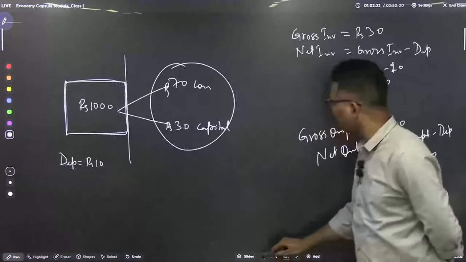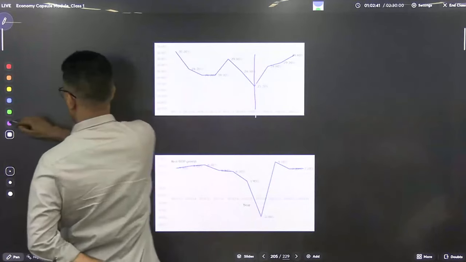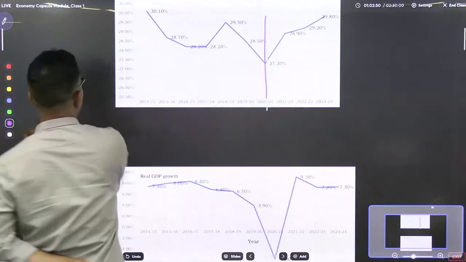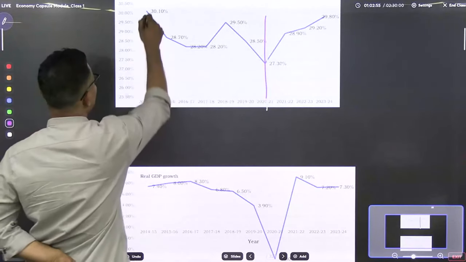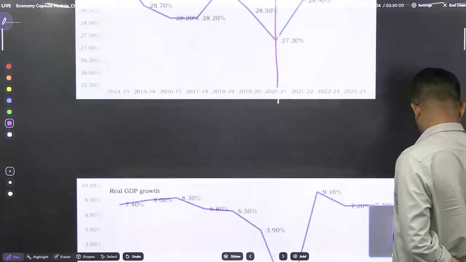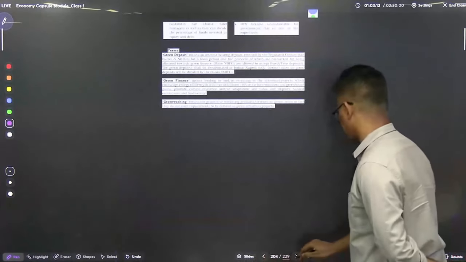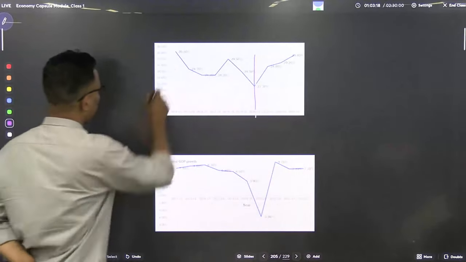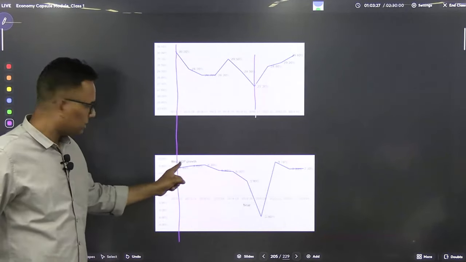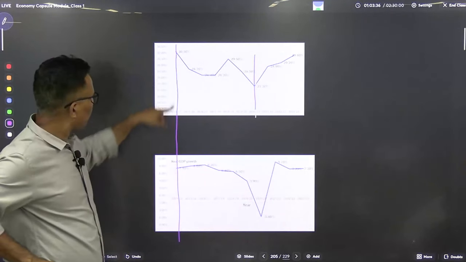समझ रहे हो ना? Now you see this graph. ये देखो ध्यान से बोर्ड पे. 14-15 दिख रहा है ना? 2014-15, this is GDP growth and this is investment, right? In 14-15 our output increased by 7.4%. Here, investment was 30%.